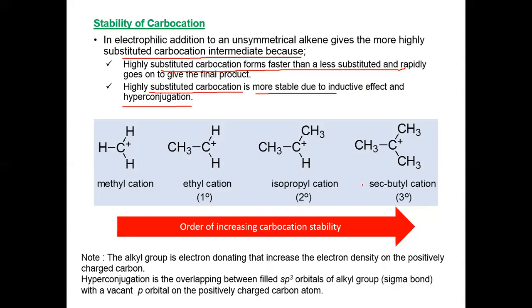Okay, so this is the stability of your carbocation. So methyl is less stable compared to primary, compared to secondary, compared to the tertiary cation. So when you get a tertiary cation, this is the most stable carbocation. So this product will become the major product compared to the rest of the carbocations.